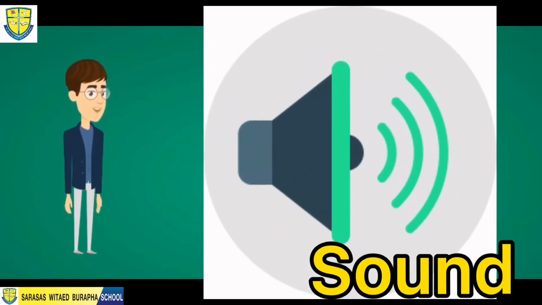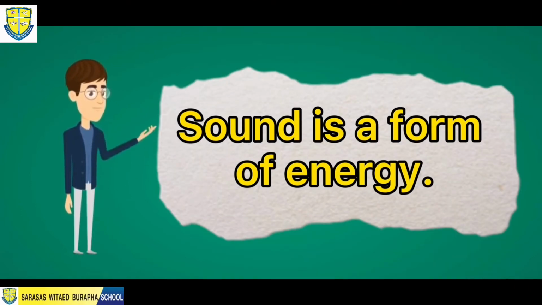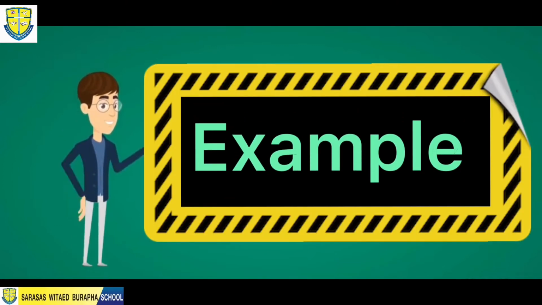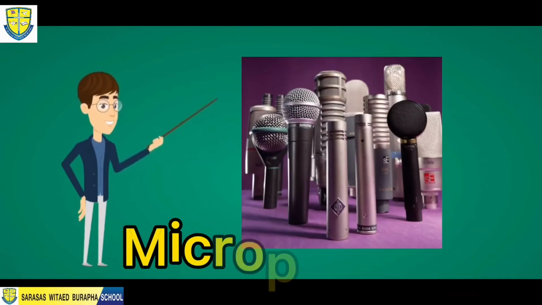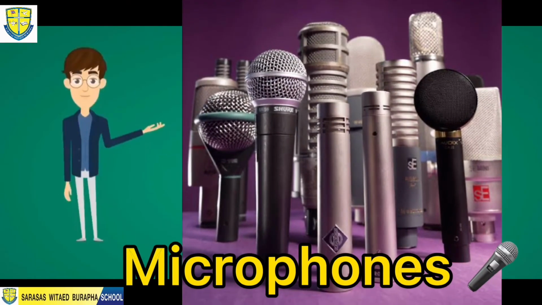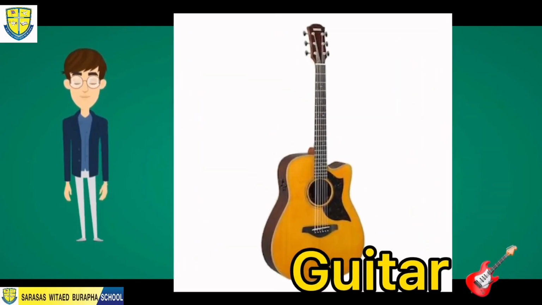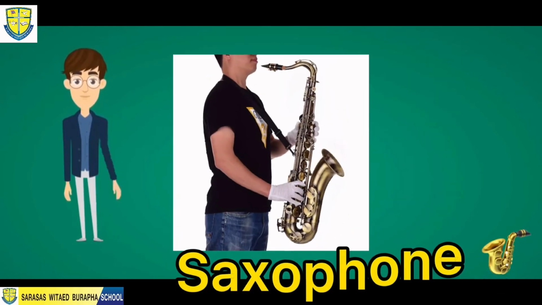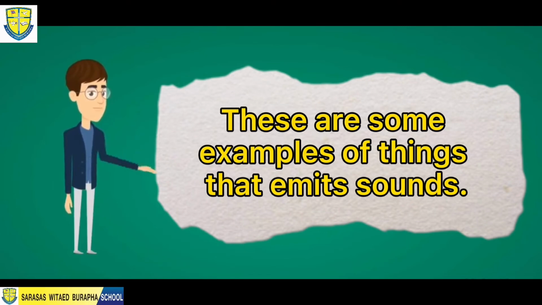Next will be sound. Sound is a form of energy. And here are some examples of things that emit sound. We have speakers, microphones, and even our instruments like guitar and saxophone. And these are some examples of things that emit sound.